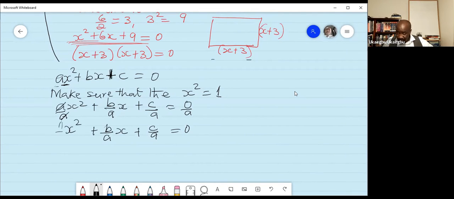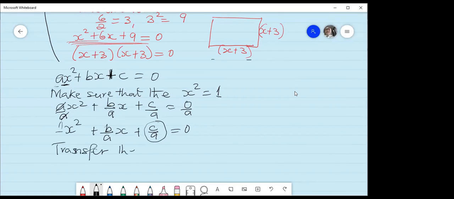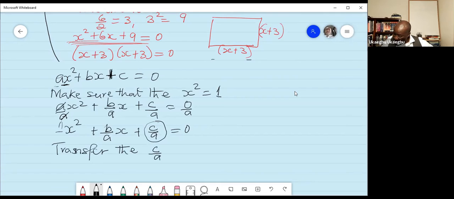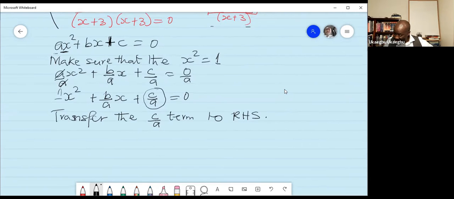Now, next step, transfer this term to the right side. So transfer the c over a term to the right hand side. Okay, so let's do that. See, I'm giving you concrete steps. You can call this step 1, you can call this step 2, and then let's do step 2.